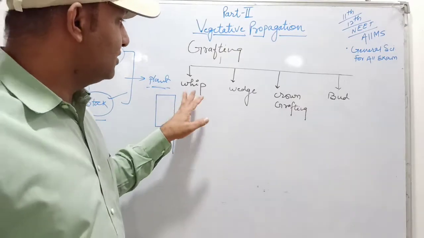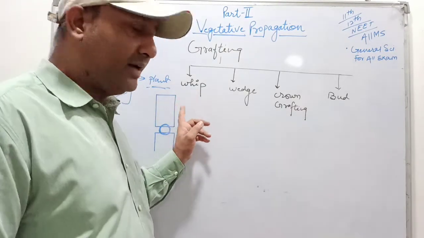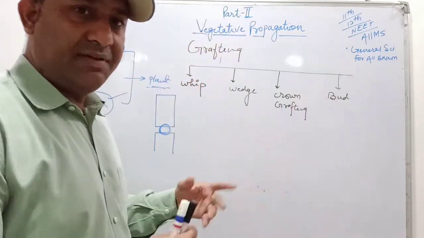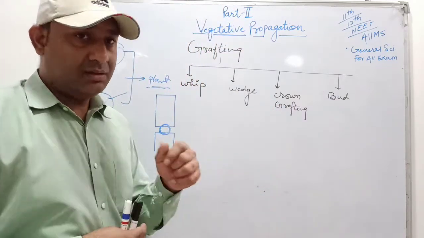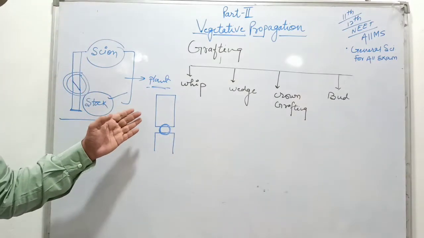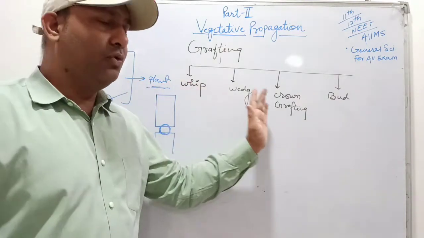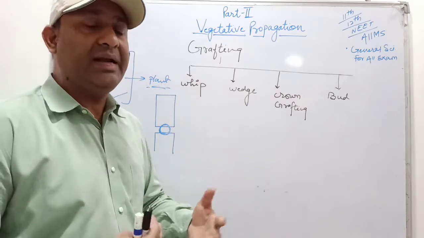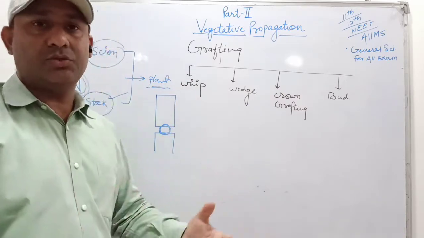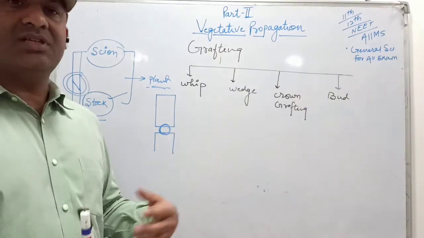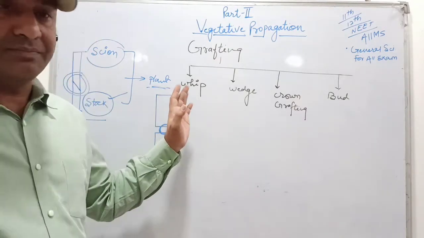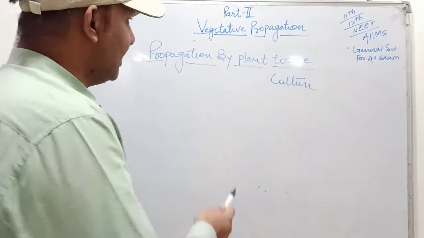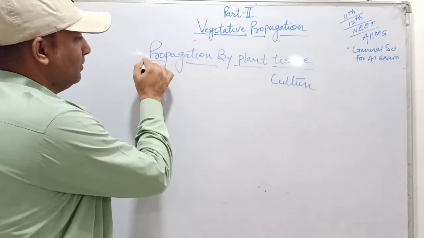The types of grafting are whip grafting or tongue grafting, vase grafting, crown grafting and bud grafting, in which the angle of cut of the scion and stalk differs. So it is divided into four different types of grafting. Grafting is generally used to improve the variety of plants, vegetables and fruit.